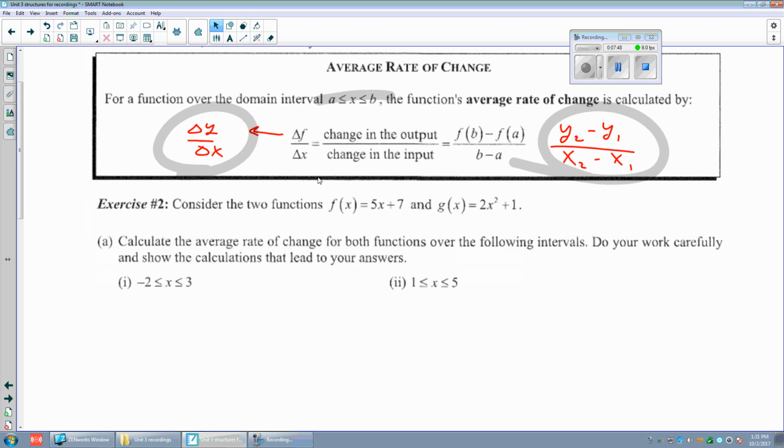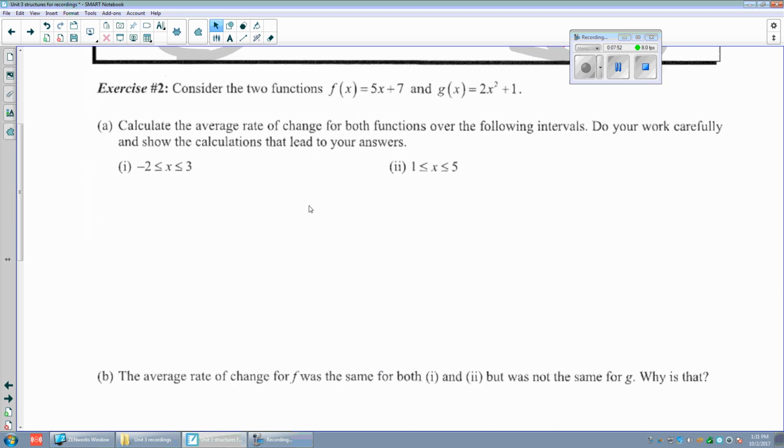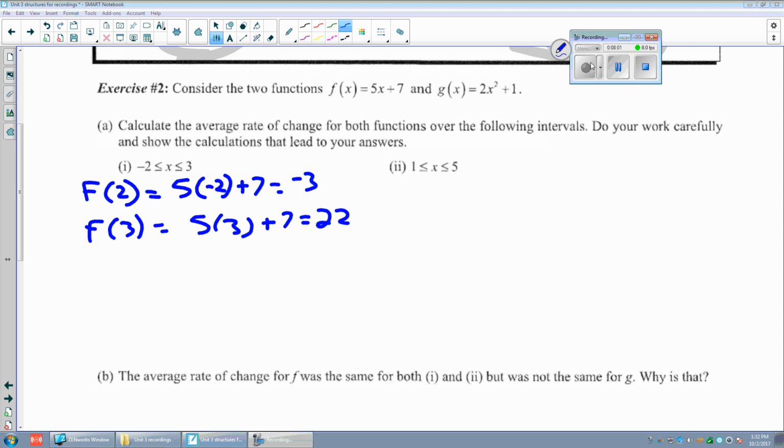Consider the two functions, f of x equals 5x plus 7 and g of x equals 2x squared plus 1. Calculate the average rate of change for both functions over the intervals. Do your work carefully and show the calculations that lead to your answers. So there is f of 2 and f of 3. Now I'm going to do g of 2 and g of negative 2 and g of 3.